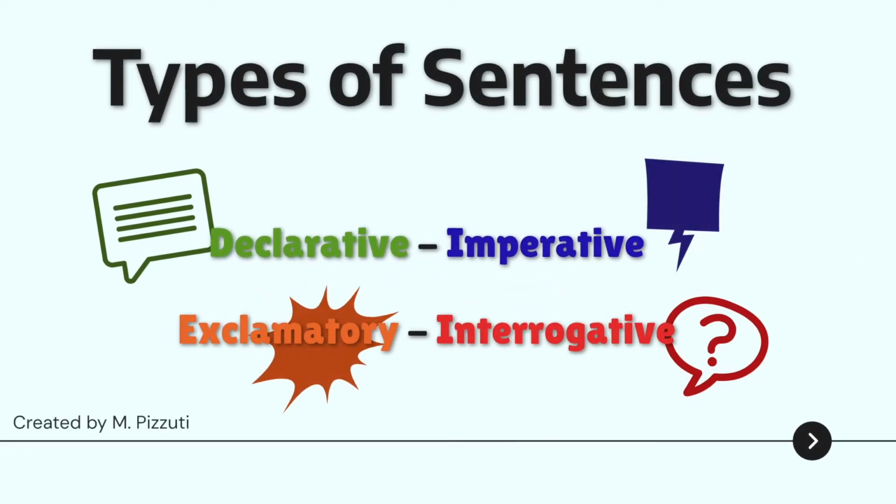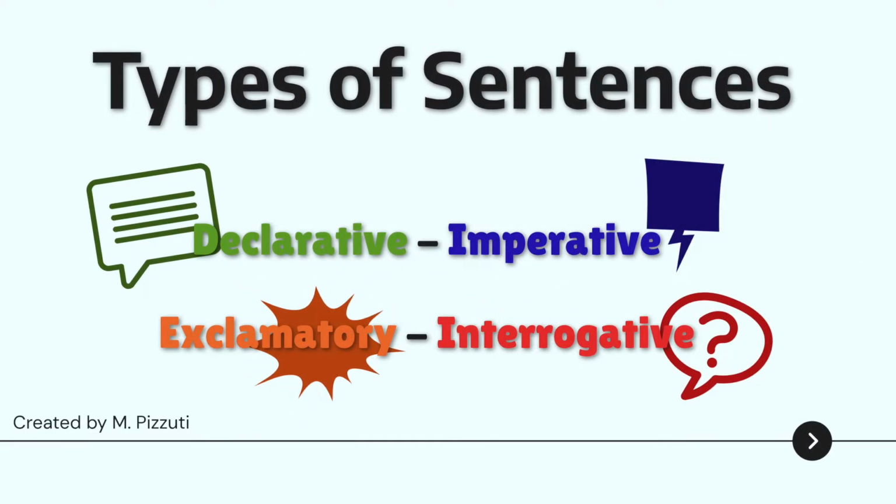This is Mark. On today's lesson, we're going to be looking at types of sentences: declarative, imperative, exclamatory, and interrogative.